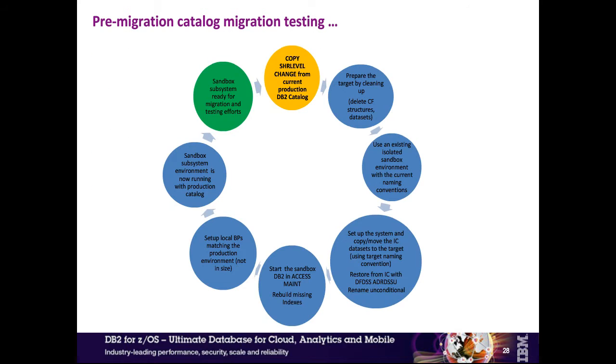Now on slide 28 here is a picture which I'm not going to dwell on for too long, which takes you through the various steps here, starting with taking the image copies as share level change in the production system, then preparing the target system by deleting the structure and data sets, and then going through all these various steps here in order to cold start the system in a non-production environment and get yourself ready to practice the migration. Now let's turn to slide 29.